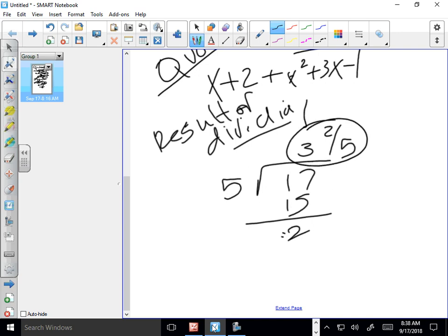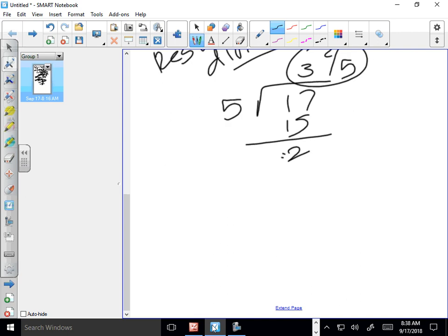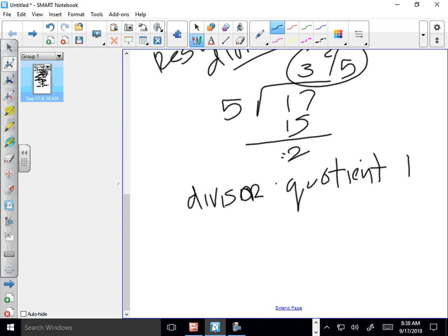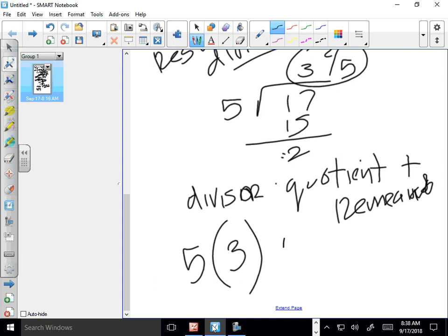And it certainly is our quotient. But your book is going to ask you for some problems. They're going to state in the direction, please write the answer in the form of divisor times quotient plus remainder. And so for this problem, we're going to have 5 times 3 plus 2. This is the format they're going to want some of the answers written in. Divisor times quotient plus remainder.